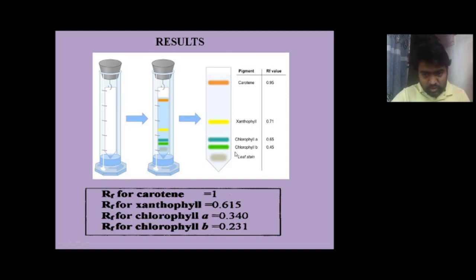Now look here, the pigment very close to the loaded sample, chlorophyll B, has a low RF value. It is followed by chlorophyll A, with an RF value of 0.65. Then at the third position xanthophyll has an RF value of 0.71. And then carotene, which appears at the extreme end, has the highest RF value, that is 0.95.